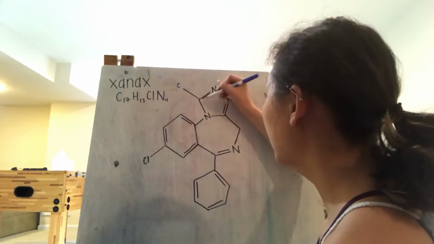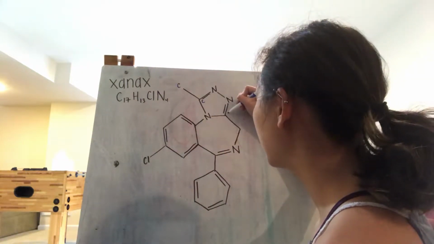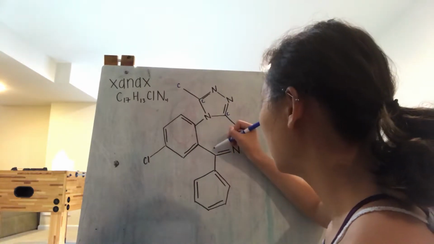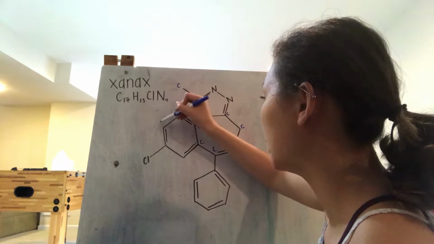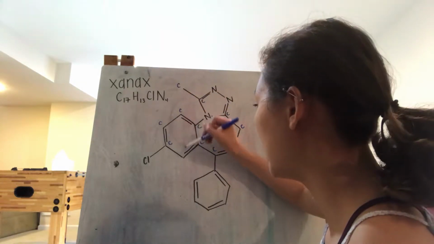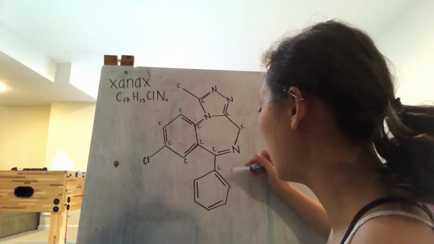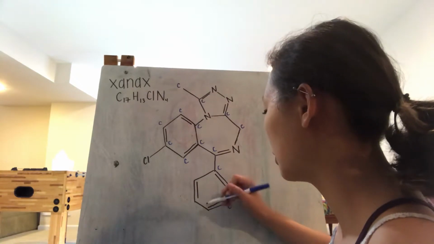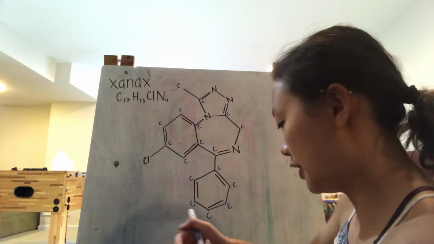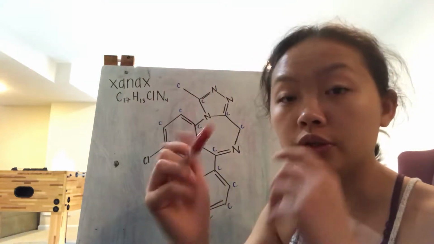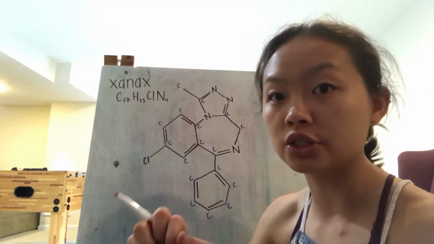So 1, 2, 3, 4, 5, 6, 7, 8, 9, 10, 11, 12, 13, 14, 15, 16, 17. And then with red marker, I'm going to be showing you how many hydrogens are attached to each carbon.